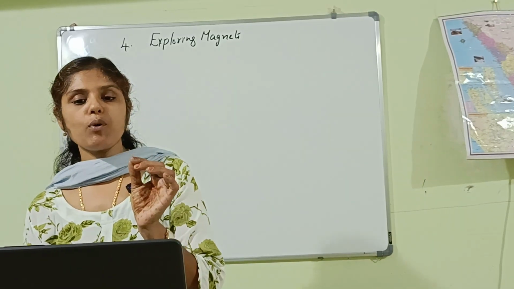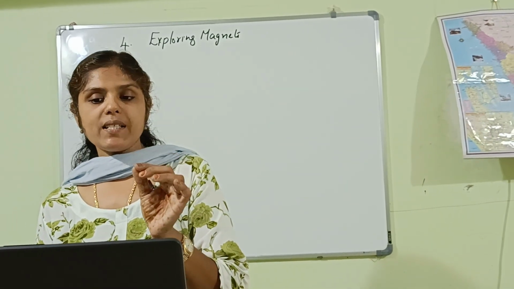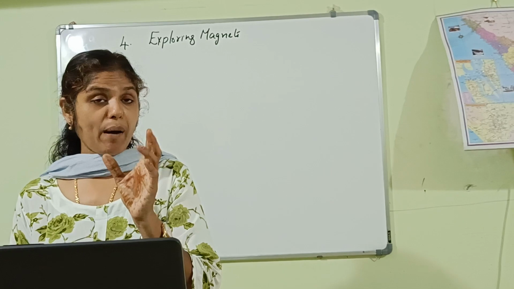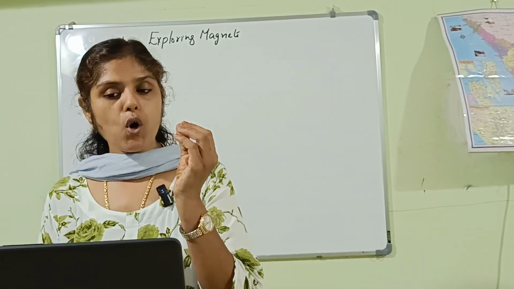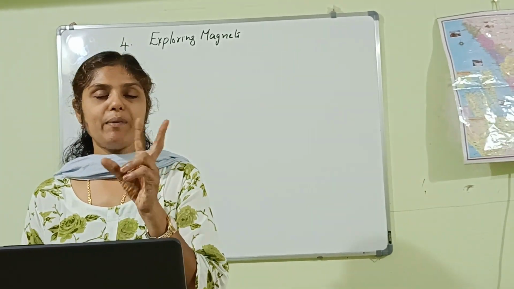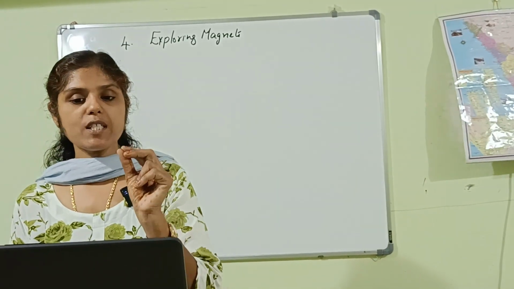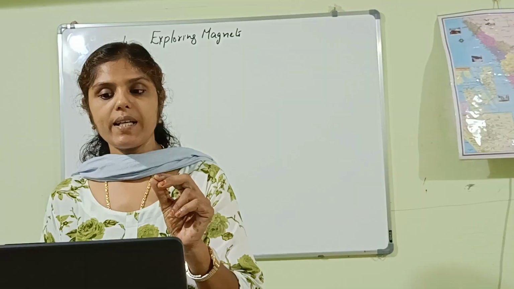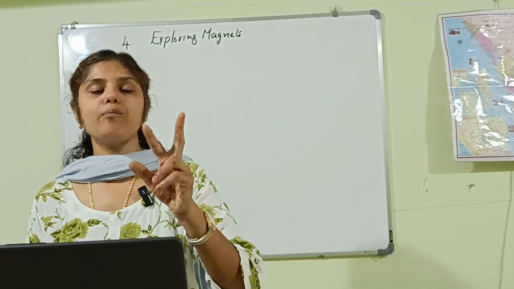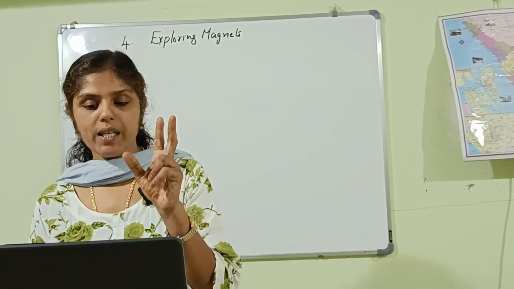That means when the north pole of the bar magnet is brought closer to the north pole of the compass needle, it moves away. Similar poles, north and north, repel each other. When the south pole of the magnet is brought closer to the north pole of the compass needle, that is, south pole and north pole, then it moves closer. That is what is mentioned here.